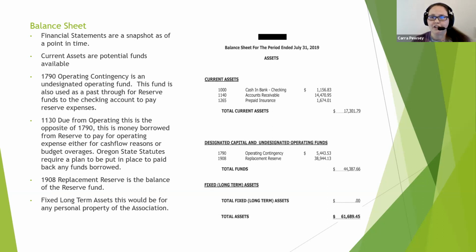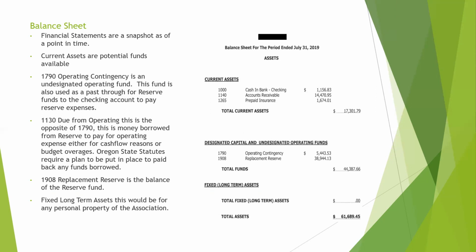Because I've seen associations start the year with a due from operating and then end the year in actually a positive cash position. So it just depends on what happens that year. There's so much that can happen in a year. And so right now, while we're doing budgets, would be a great time to look at, okay, do we have a due from operating? Do we need to come up with a plan to put into our budget to pay that back?